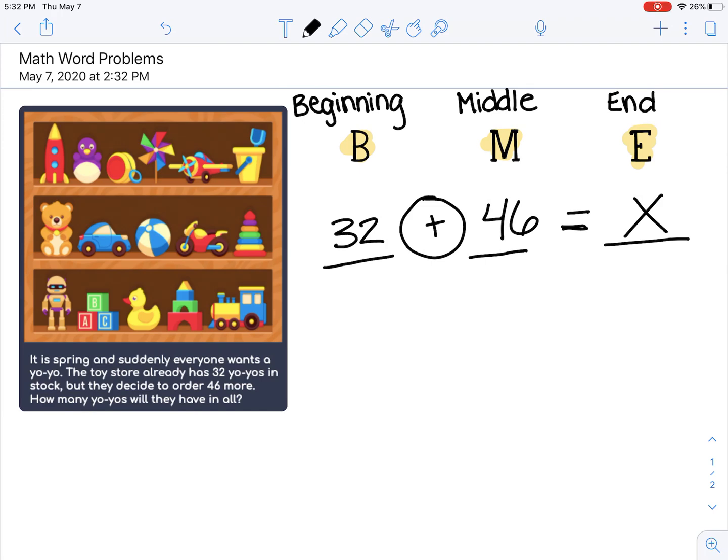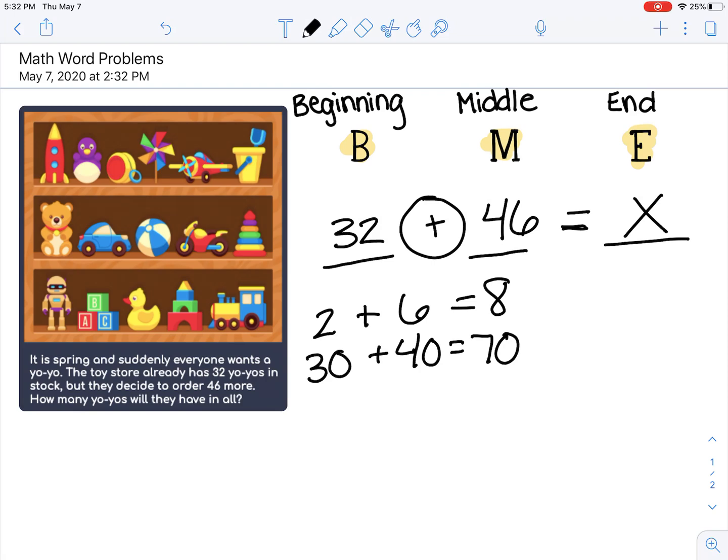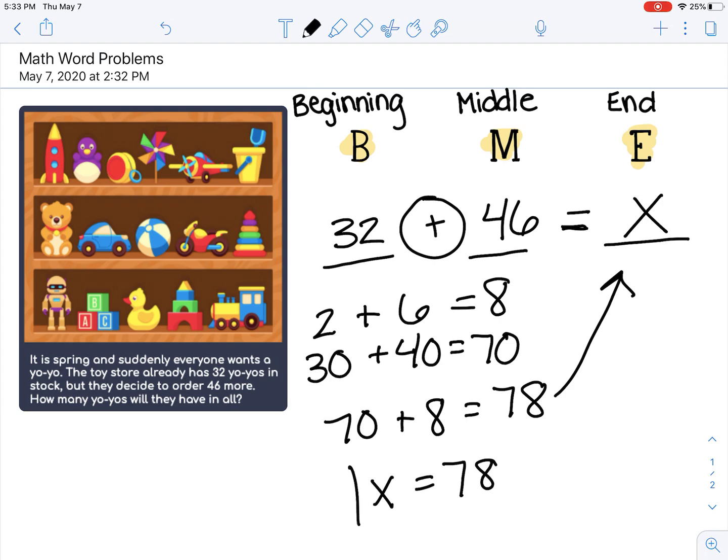Then we're going to go ahead and solve this. There are many ways you can solve this. As a second grader, we want to make sure that we are solving it the most efficient way possible. So we're going to start by looking at the ones place and adding 2 plus 6, which equals 8. And then 30 plus 40, which equals 70. So 70 plus 8 equals 78. So then I know my answer, X equals 78.